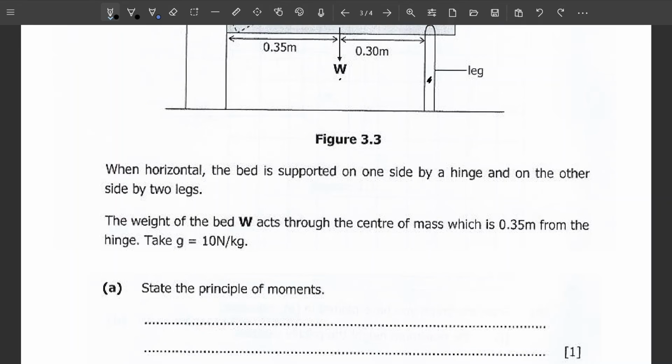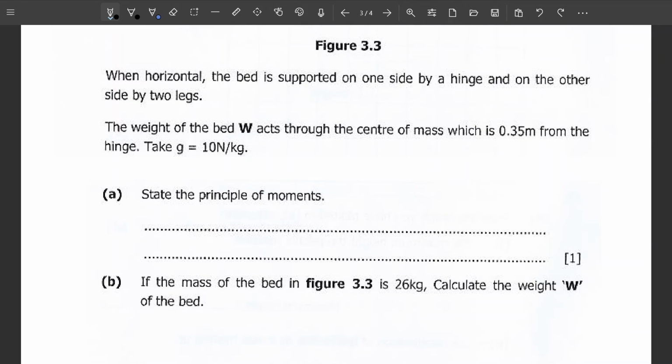So the principle of moment states that the sum of the clockwise moment is equal to the sum of the anticlockwise moment for an object in equilibrium. Okay, so it starts to say for an object in equilibrium, the sum of the clockwise moment is equal to the sum of the anticlockwise moment. Yeah, so that's how you state the principle of moment.